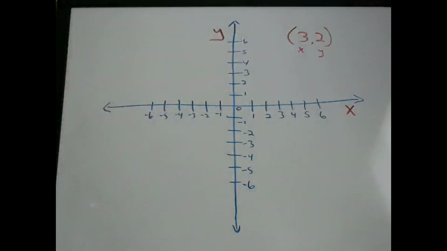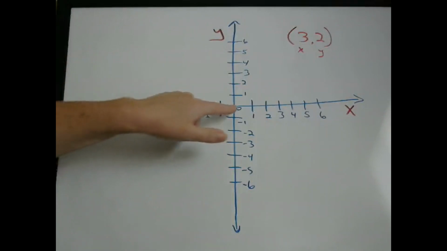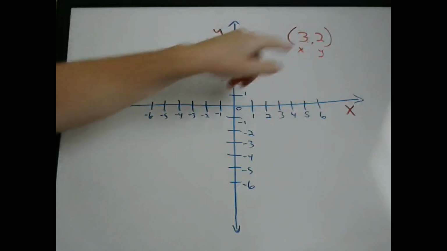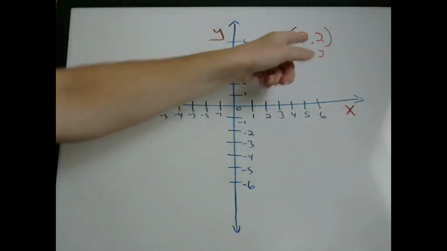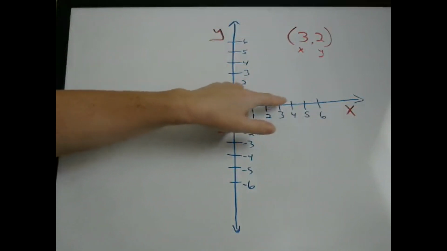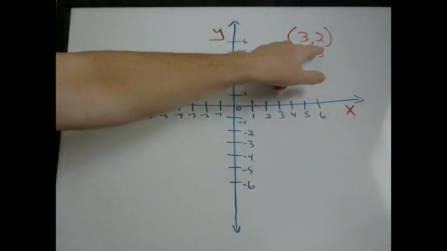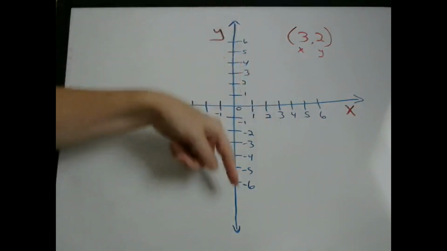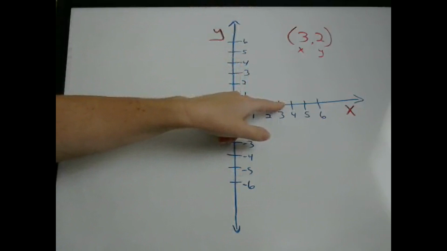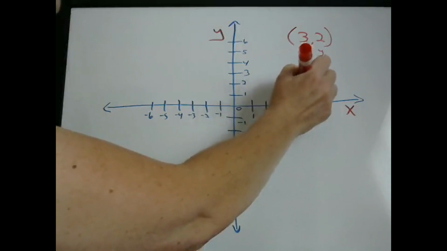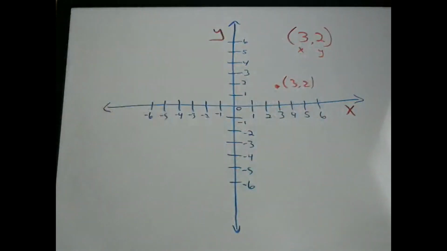So when you're plotting a point such as 3, 2, you always start at the origin, at the 0, 0 point, and for your x coordinate, you go that many over. Now, if it's positive, you're going to go to the right. If it's negative, you're going to go to the left. So we're going to start at 0 and go over 3. 1, 2, 3. And then from that point, you're going to look at your y component. So here, it's a positive 2. If it's positive, you're going to go up. If it's negative, you're going to go down. So since it's a positive 2, we're going to go up 2. 1, 2. So the point 3, 2, you would plot right here.